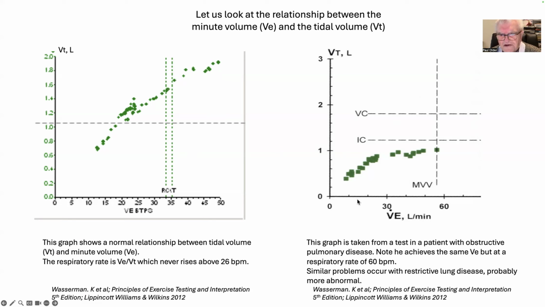Here you can see a patient with obstructive pulmonary disease where the tidal volume goes up, but it can't go up any higher. And so now the entire increase in minute volume has got to be achieved by increasing the rate. And here the respiratory rate became virtually 60.